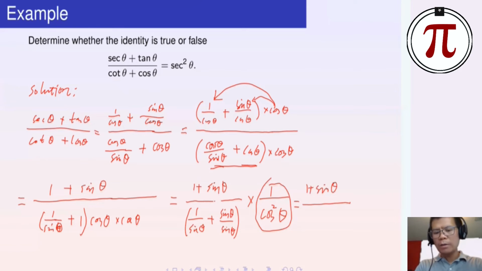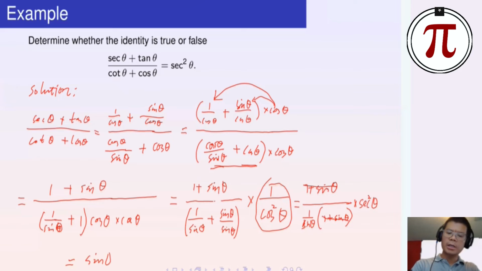Now, on the bottom, I also have something interesting, right? If I take 1 over sine theta out, now in the parentheses, it's going to be 1 plus sine of theta. Yes? And times secant squared theta. Okay? Now, you see that 1 plus sine and 1 plus sine cancel out, right? Now that becomes 1 over sine theta. So this one equals 1 over sine theta, 1 times sine theta over 1, right? So that's sine theta times secant squared theta.